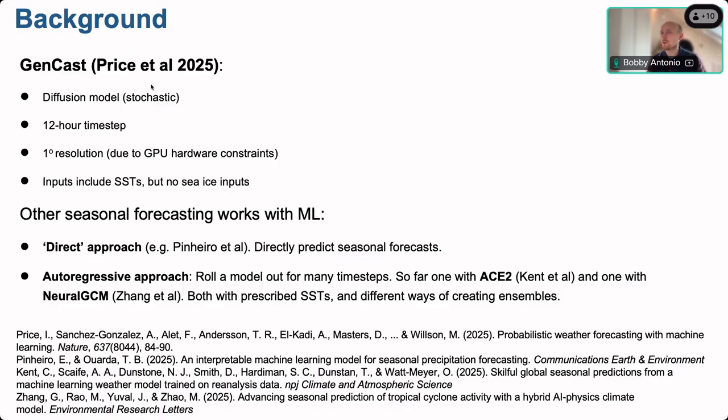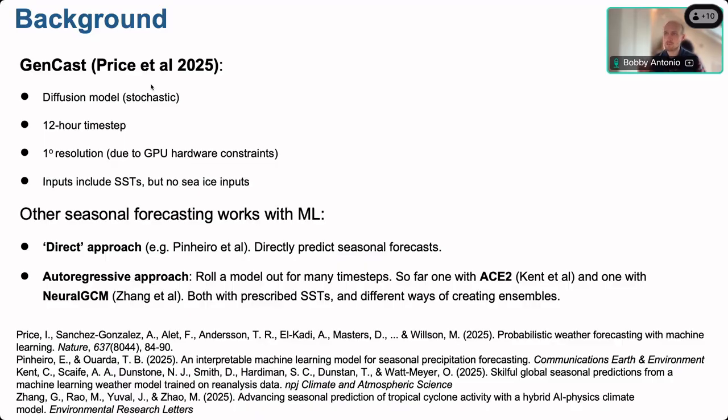For those of you who aren't aware, we're using this model called GenCast, which is a stochastic generative machine learning model. It's what's called a diffusion model. We're using the 1 degree model partly because we couldn't fit the quarter degree model onto our GPU.